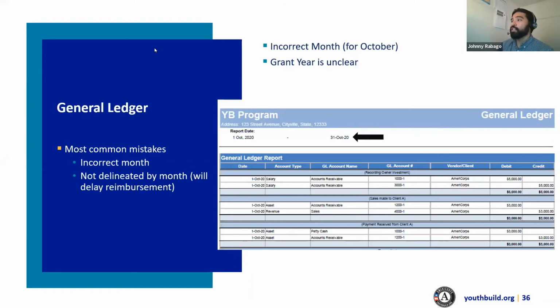Very vague GL. We'll most likely go back to you and try to get a new general ledger. Most of you will be working with multiple grant years, so sometimes you want to indicate what grant year you're working on and what grant year this general ledger is for. Thank you, everyone. I'm going to move on to the next section.